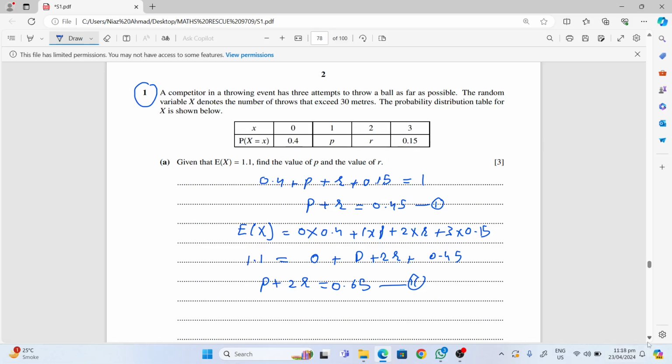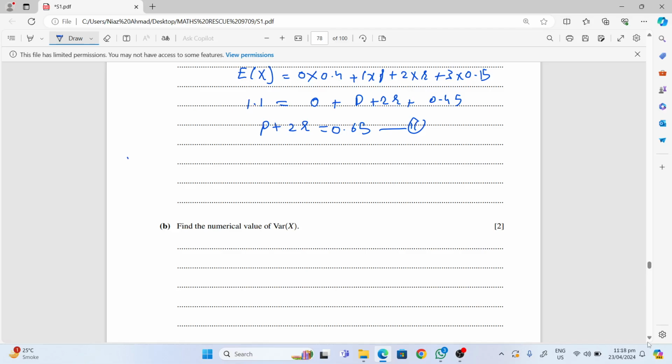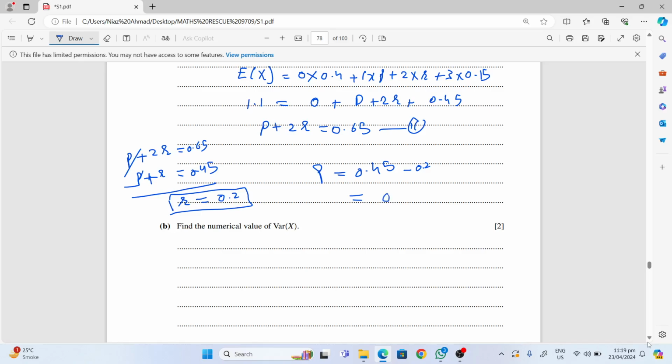You can solve these two equations simultaneously to get the values. We have p plus 2r equals 0.65, and the next one is p plus r equals 0.45. If we subtract, p cancels p, so r is 0.2. For p, the value is 0.45 minus 0.2, so the value for p is 0.25.